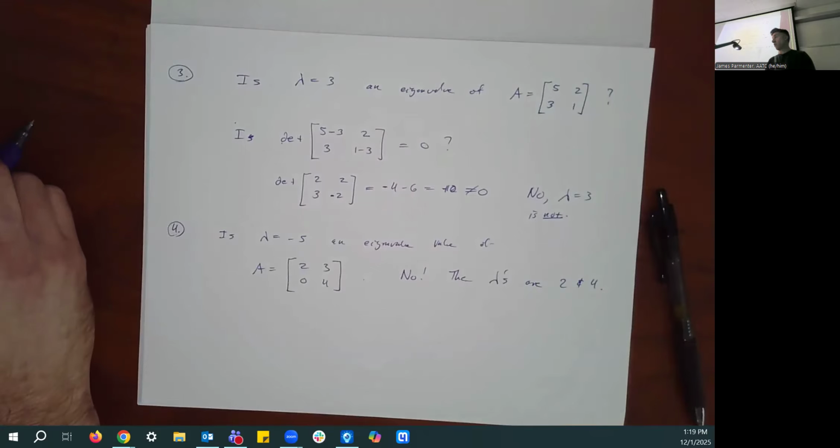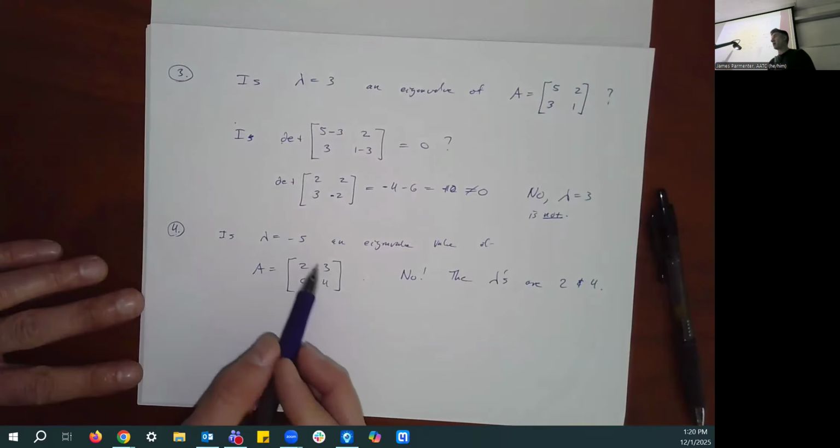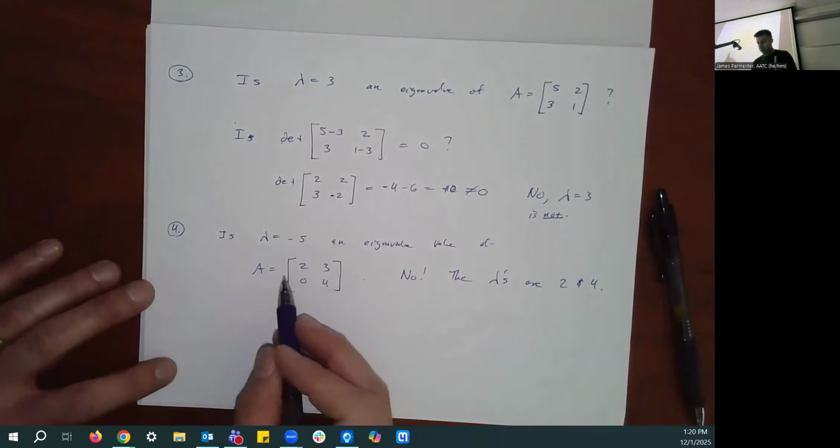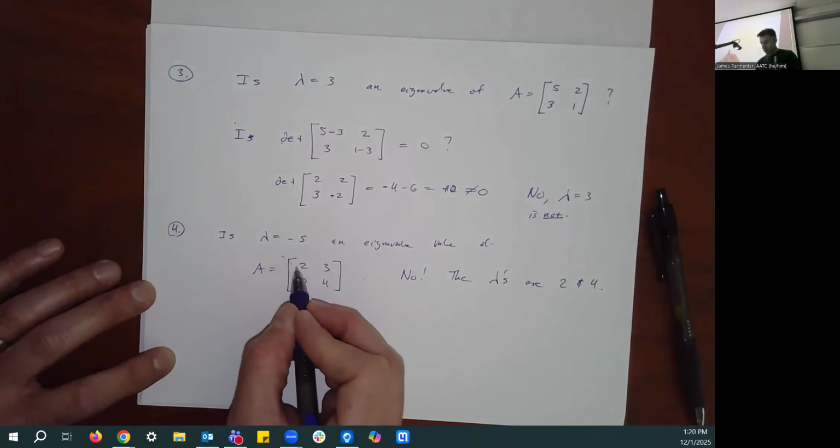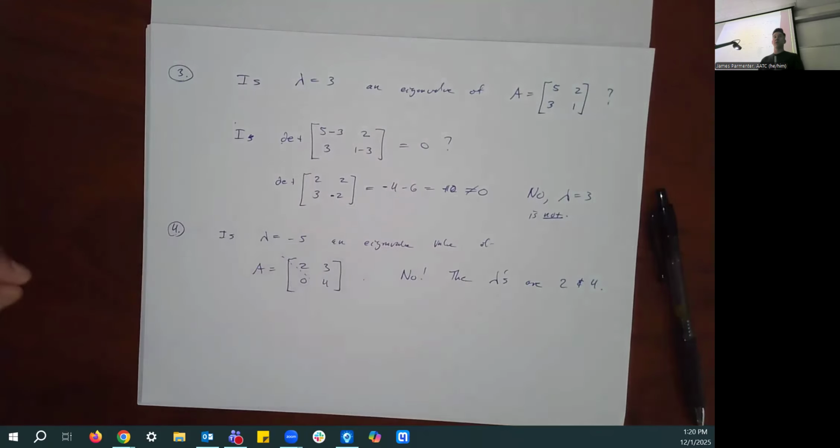And we know that they're 2 and 4 because we have an upper triangular matrix here. So this matrix having all zeros below the main diagonal is upper triangular. And if that's the case, your eigenvalues are always, always, always going to be the diagonal entries. In case you're not sure, here's why.